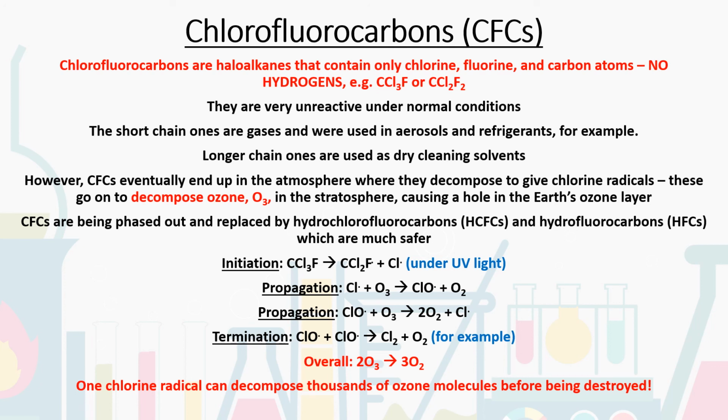And again, we can calculate our overall equation by combining the propagation steps together, cancelling out the things that appear on both sides. And the overall equation is very simply that we have ozone going down to oxygen. And again, it's a chain reaction, and the really key bit is that one chlorine radical can decompose thousands of ozone molecules before it gets destroyed.